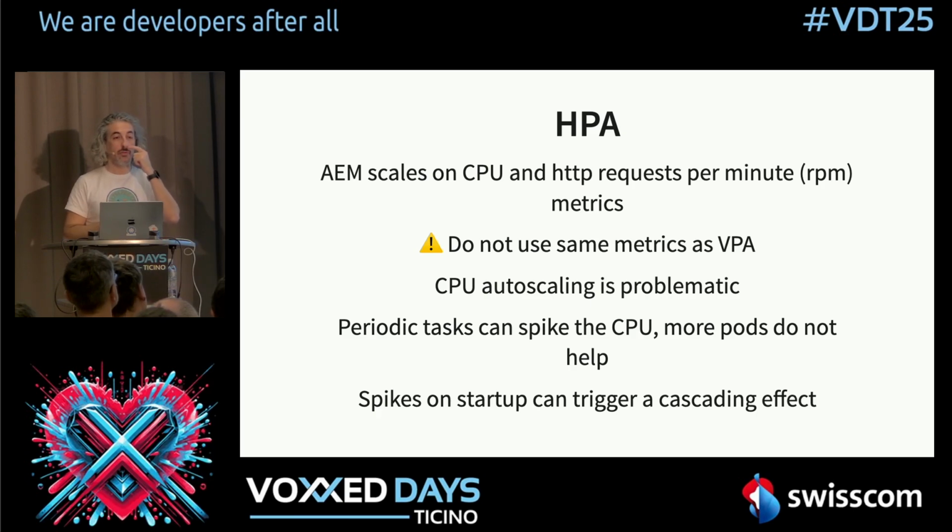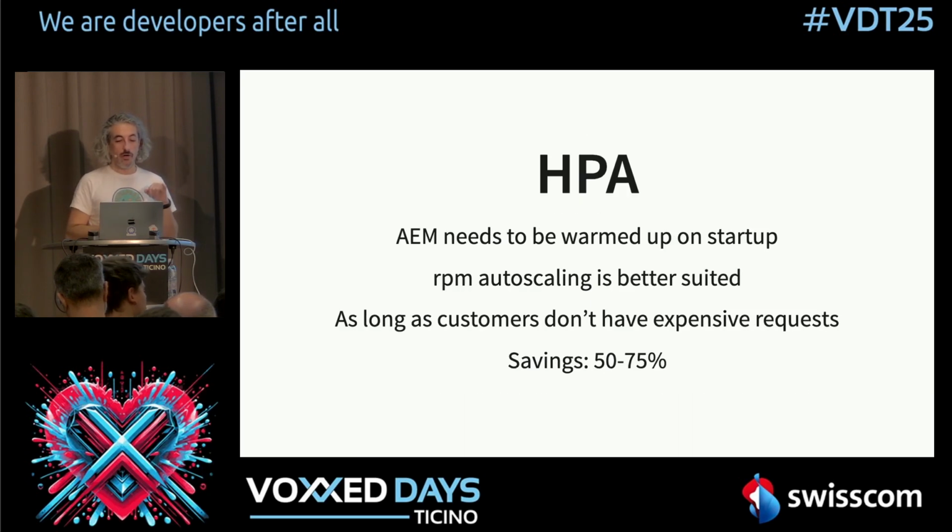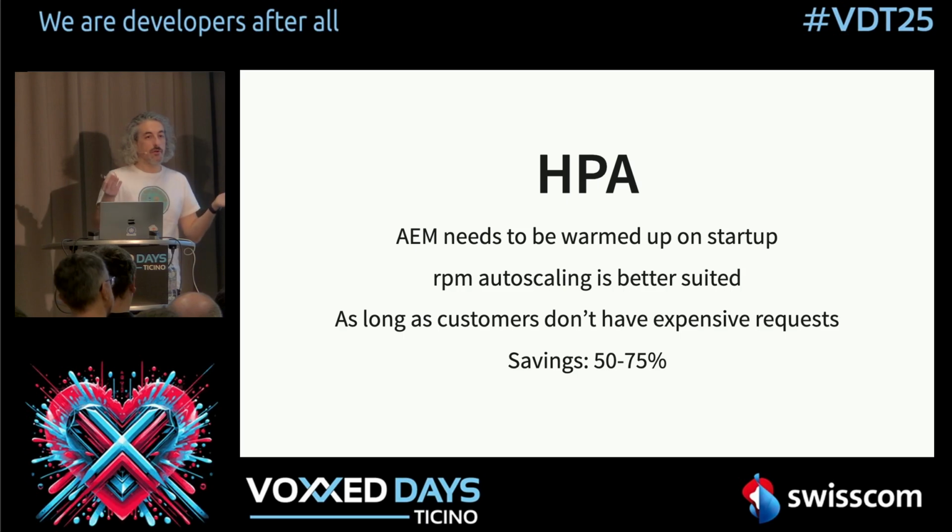Or if you have periods where the CPU is very high, because somebody is making a mistake in their code or something like that, then you have the same issue. Periodic tasks too. Sometimes a customer is running a periodic task, that's a spike in the CPU, and creating a new pod that is also going to run that task is not going to help. And the spikes in a startup are the cascading effect that I was mentioning. In our case, we are warming up the AEM application on a startup. We are doing some cache warming, and we use RPM autoscaling, which fits our use case better. For you it can be different.